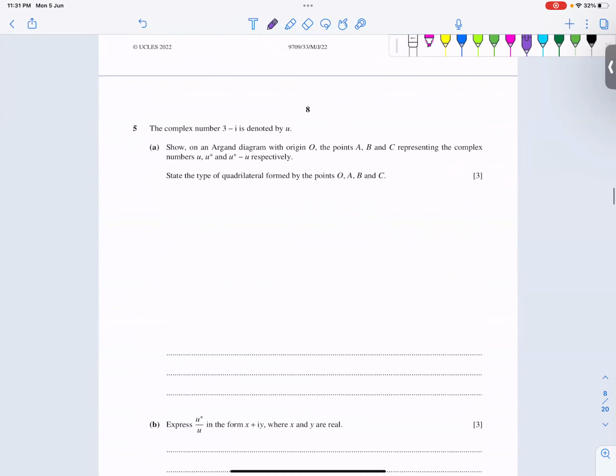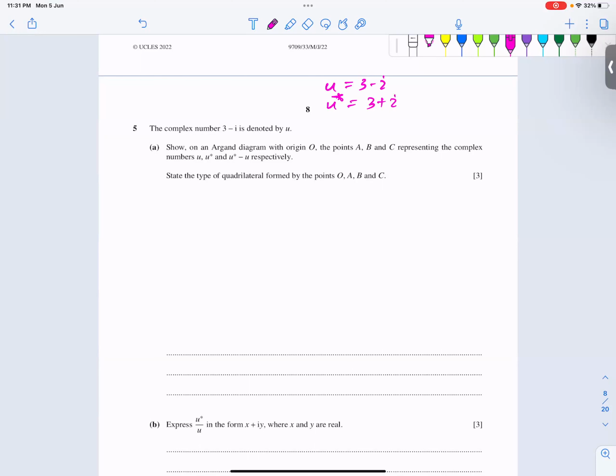Moving to the next question, that's question 5. The complex number 3 minus i is denoted by u. Show on an Argand diagram with origin O the points A, B, and C representing the complex numbers u, u star, and u star minus u. Now, here we have u is equal to 3 minus i. Okay, this is a part of the question. Okay, but we do not have that much place, so I'm writing above. So u star will be 3 plus i.